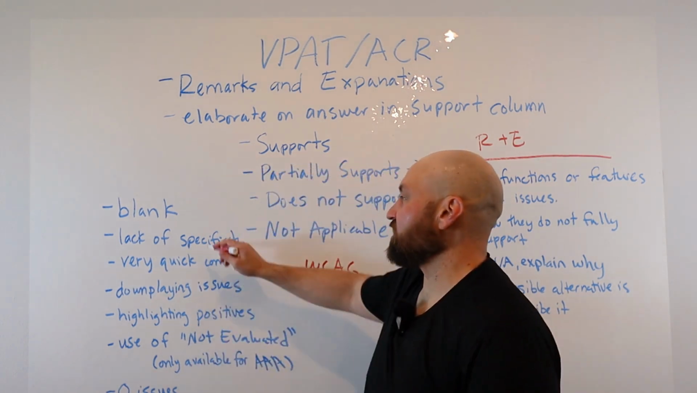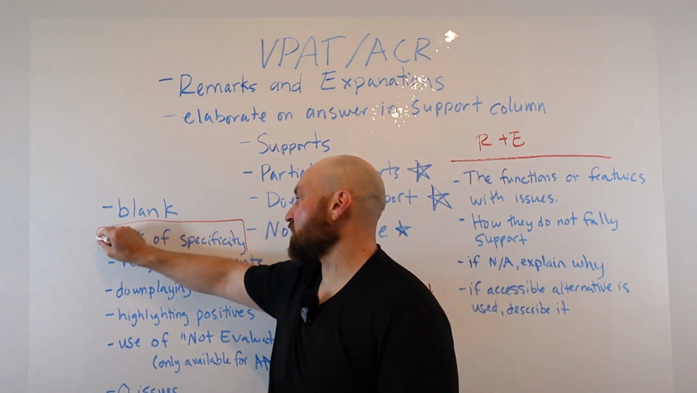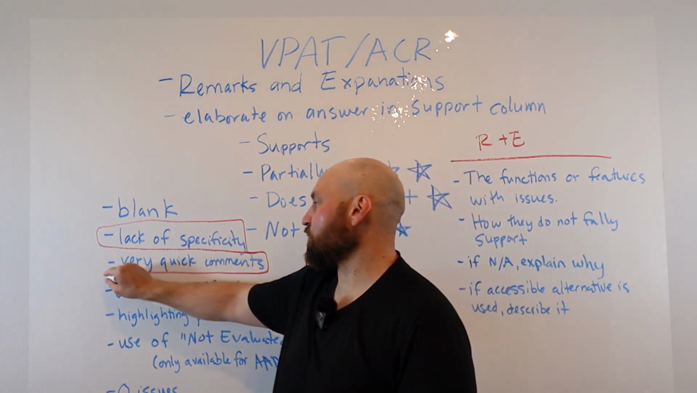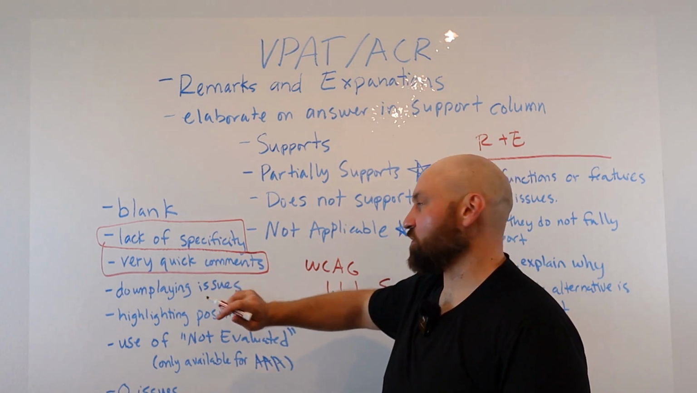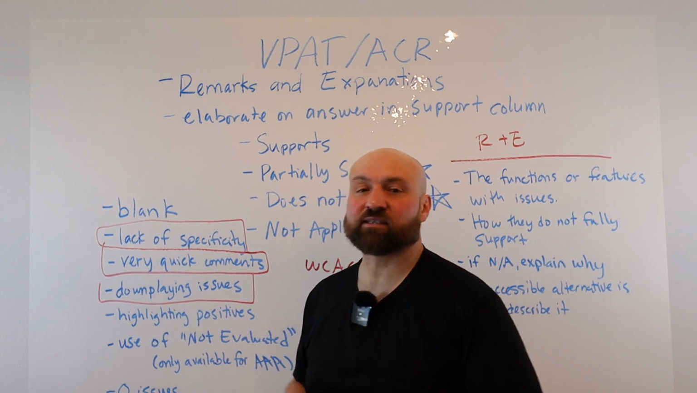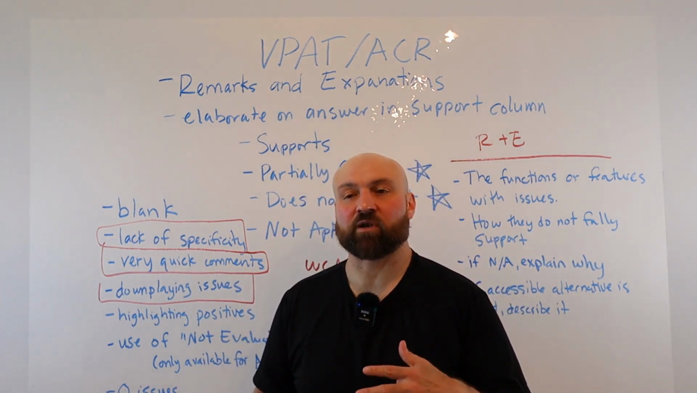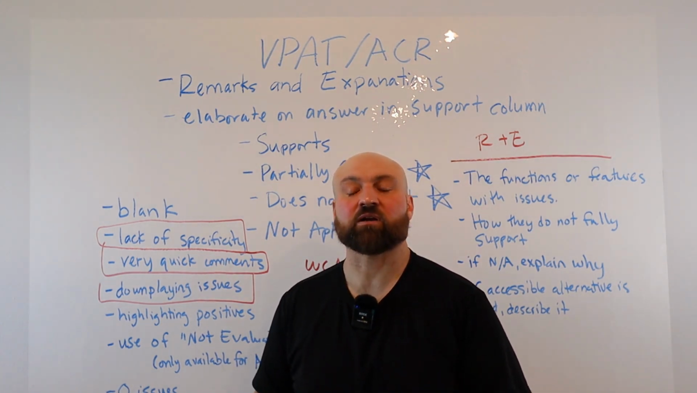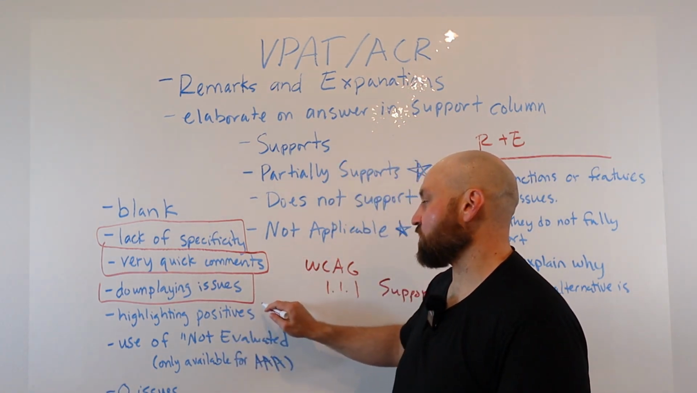And then, so what would be the red flags here? Well, if it's left blank, that's an obvious one. A huge one, right? This is one you always want to look for, is a lack of specificity. Also, if there are very quick, short, brief comments where it looks like the author, the creator of the ACR, was running through this, that's another red flag. Also, downplaying issues. As I mentioned, this is a sterile document. It's not meant to have any color to it. So if someone is trying to add in a story or tell a story, that's not what we're after. We're just after objective facts. What is the state of accessibility? So highlighting positives would go right along with that.